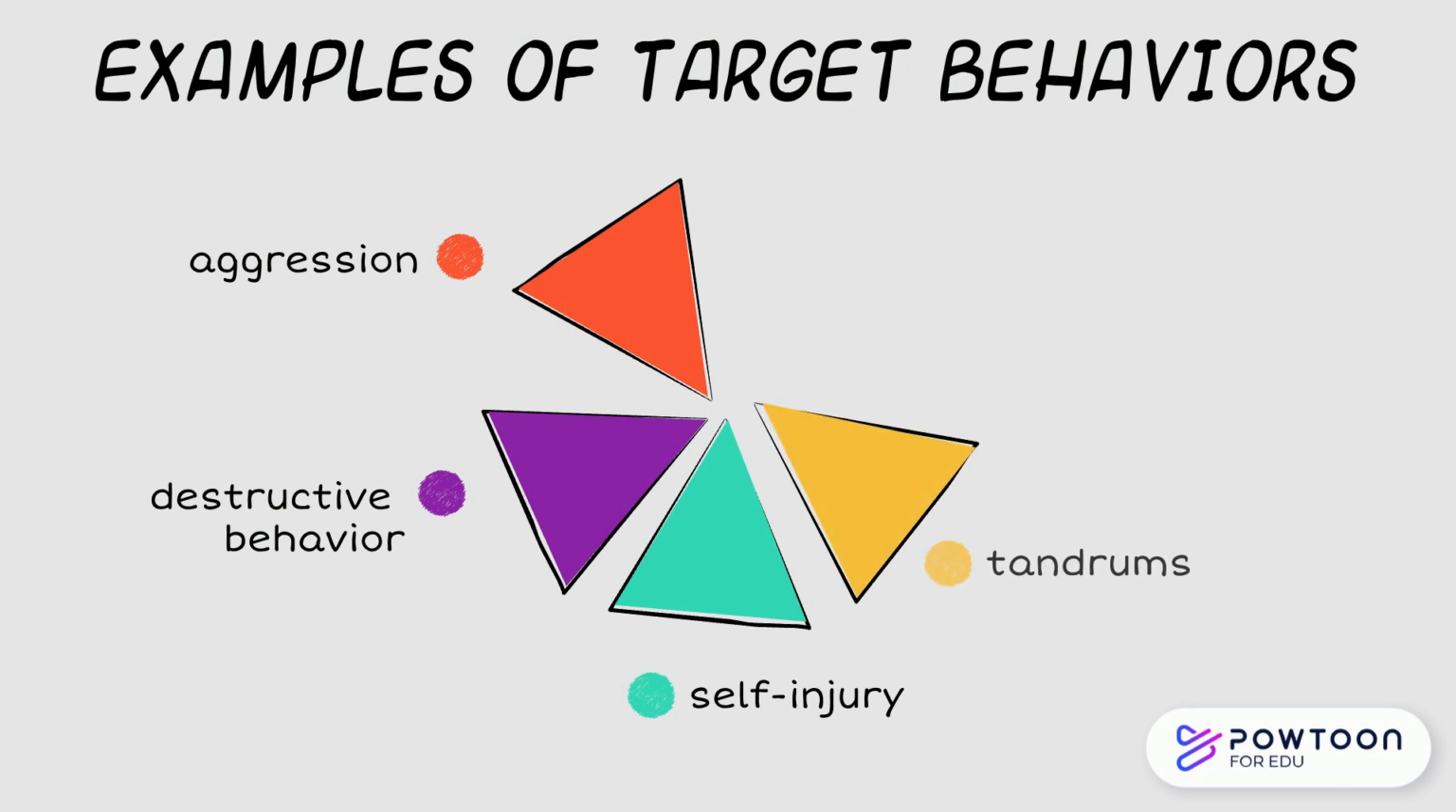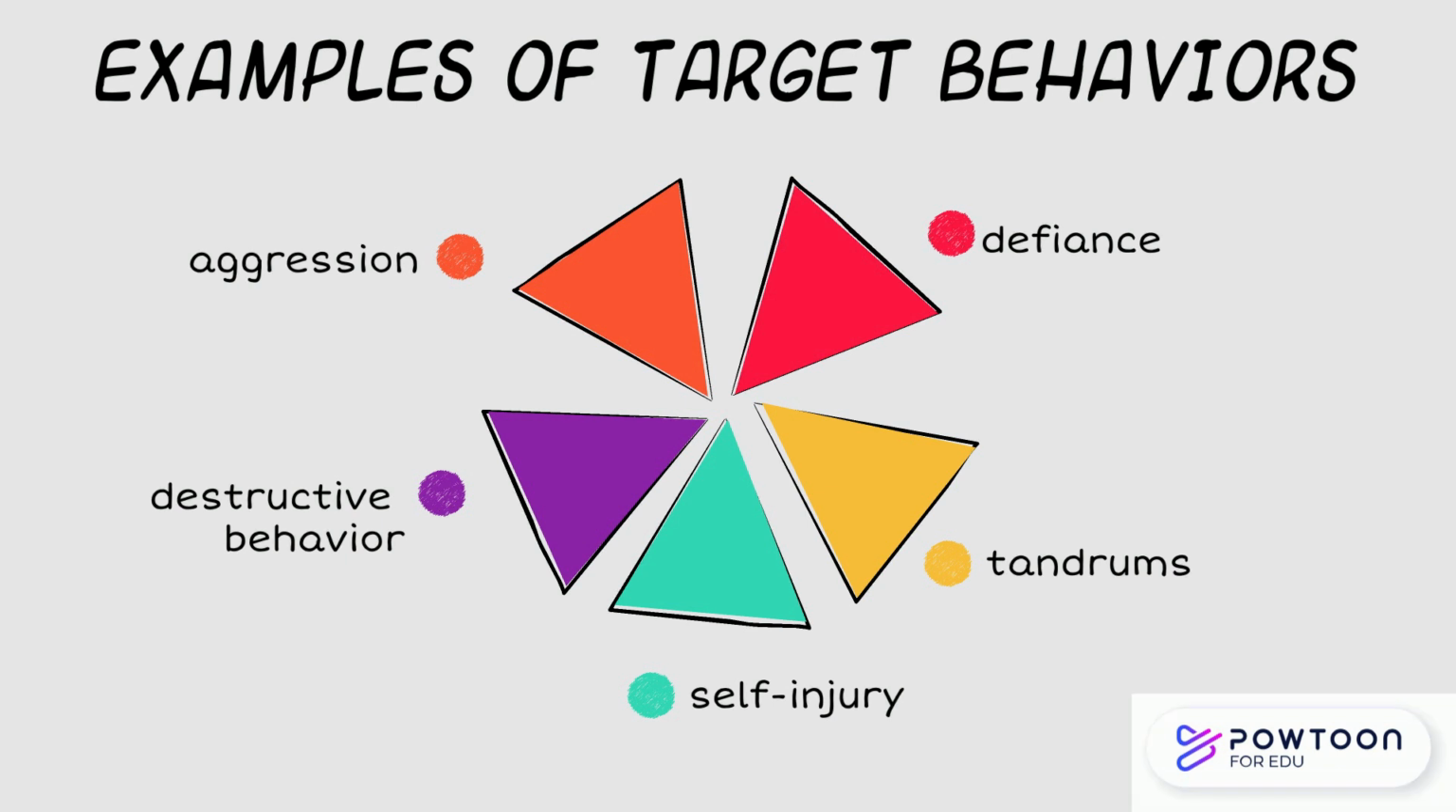Okay, so let's talk about some examples of the target behaviors. What could they be? Well, aggression, destructive behavior, self-injury, tantrums, and defiance.